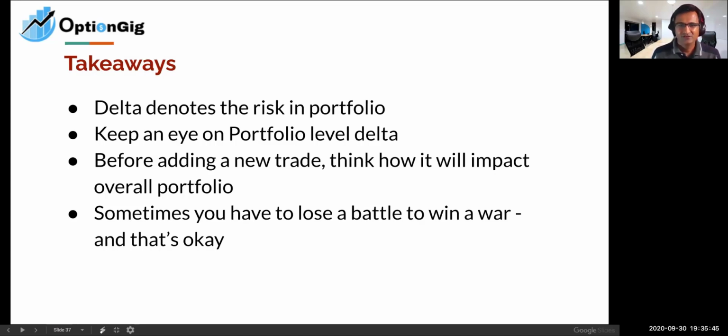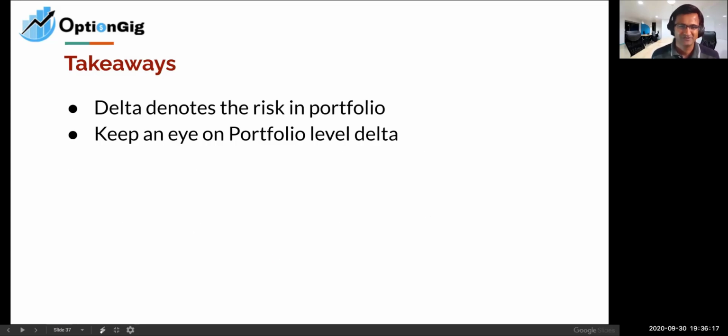So it's okay to lose on a particular trade. Don't feel bad about it. Sometimes we have to lose a battle to win a war. So in those cases, we'll do those trades. I was talking about my short SPY trade, which I did when I shorted SPY at 320. I lost money on this because I closed that trade when SPY was at 340 and converted it into options. So I kind of lost $4,000 on it. It's okay. I gained a lot more on my portfolio.